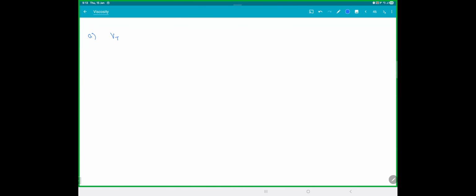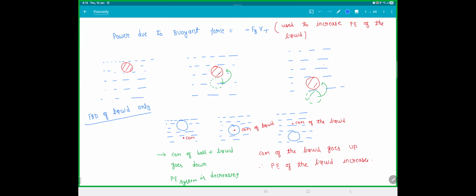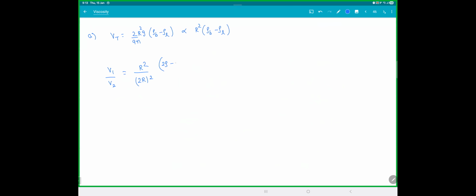First thing, V terminal is 2 by 9 eta R square G into (rho B minus rho L). So this is actually proportional to R square into (rho B minus rho L). People keep saying R square, but that is when rho body and rho liquid are the same. So V1 by V2 will be R square by 2R whole square, and the densities: the first one was 2 rho and the second is 5 rho. So this is 2 rho minus rho by 5 rho minus rho. That would be 1 by 4 into 1 by 4. So V1 by V2 is 1 by 16.